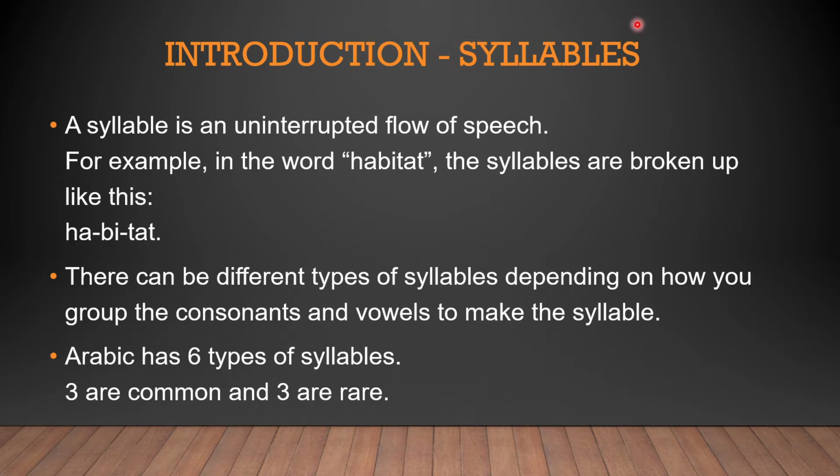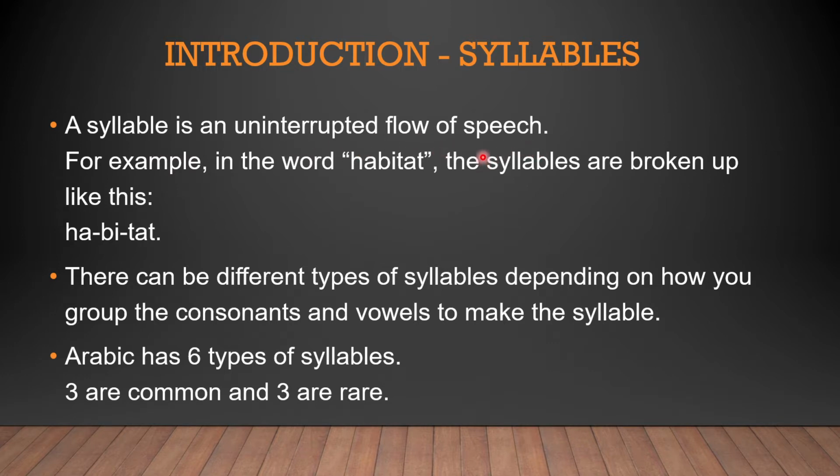Now what are syllables? Syllables are an uninterrupted flow of speech. In the previous classes we talked about alphabets and then we talked about vowels. Today we're going to talk about them both together. So a syllable is an alphabet and a vowel, or a consonant and a vowel. In English it's called consonant, but in Arabic it's the alphabet, alright? So a syllable is an alphabet and a vowel together. That's why we call it an uninterrupted flow of speech.